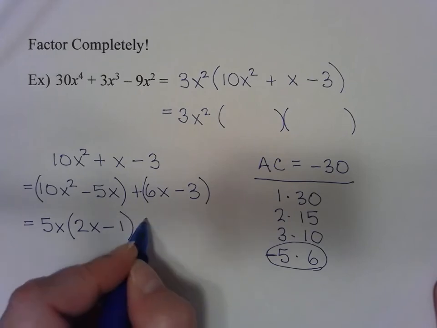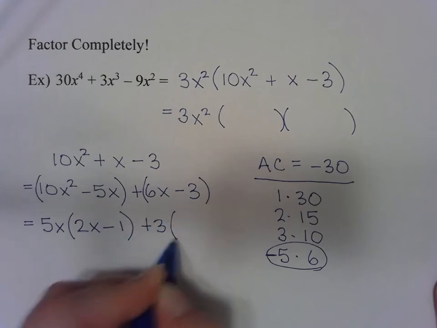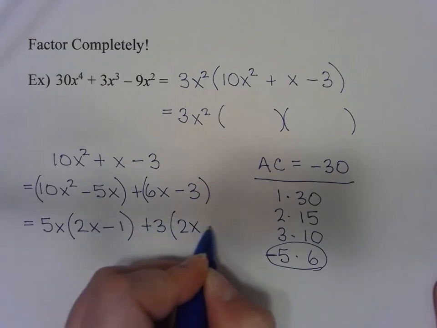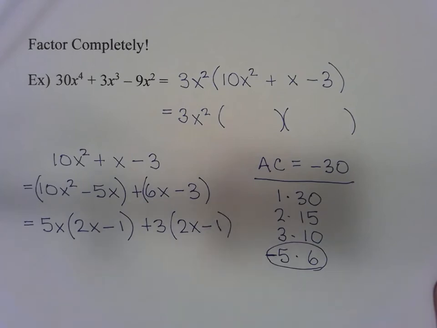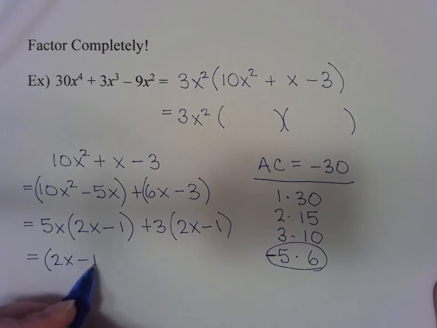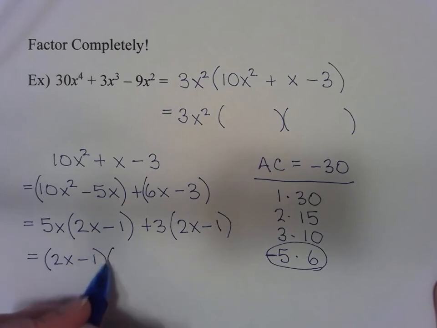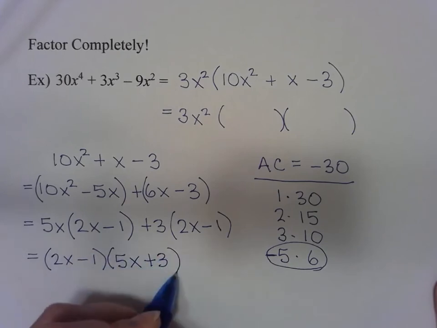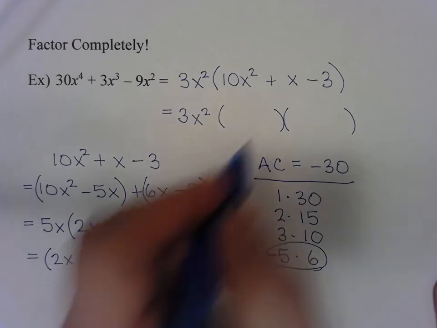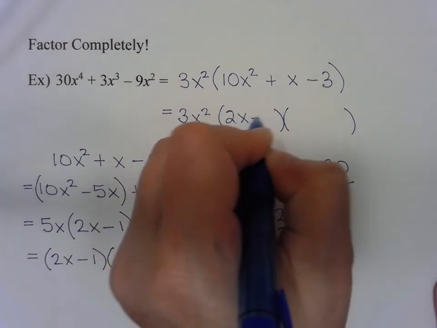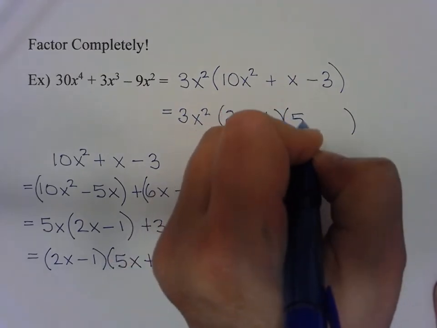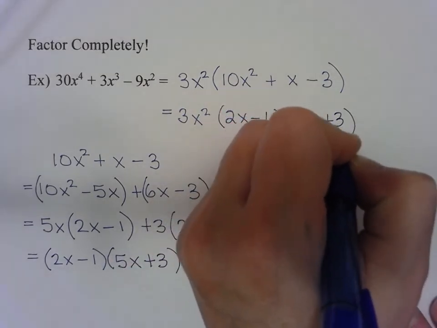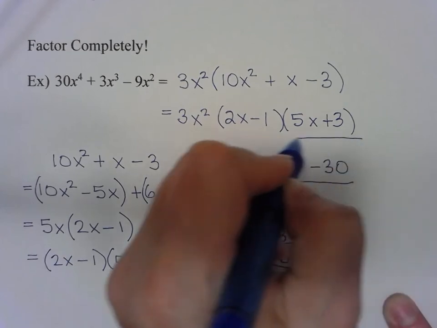GCF here would be a 3. And when I divide that out, I'll have another 2x minus 1 left over. 2x minus 1 is in common. And I'll have a 5x and a plus 3 in the second factor. So I'll transfer those up here. And this will be our final answer.